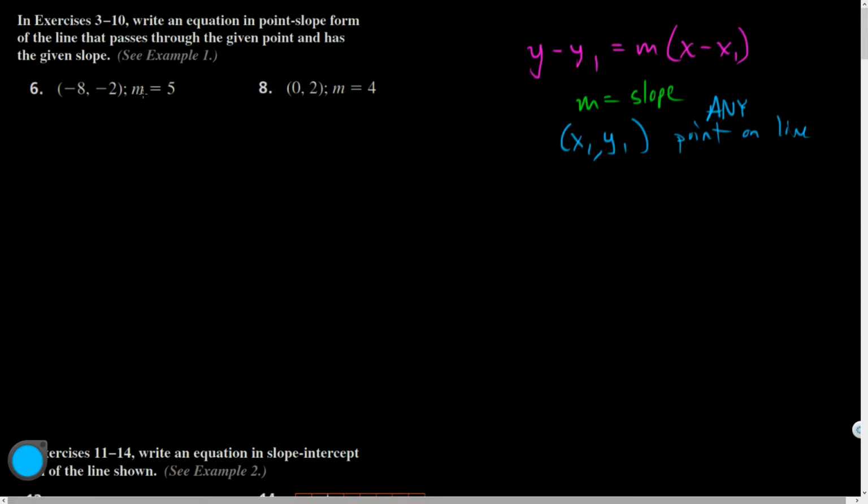If I want to write the equation of a line with this slope and that point, all I have to do is take x1, y1, I've got m, and let's just plug it in here. So y minus y1, minus a negative 2 is plus 2, equals m, which is 5, parentheses, x minus a negative 8 is x plus 8. All right, dunsies.